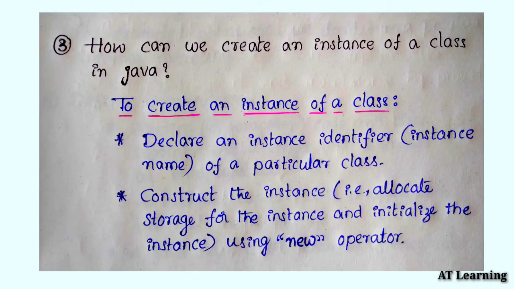Move to the next question, that is how we can create an instance of a class. When we create an instance of a class, we should remember 2 points, that is declare an instance identifier of a particular class, and the second one is construct the instance using the new operator.